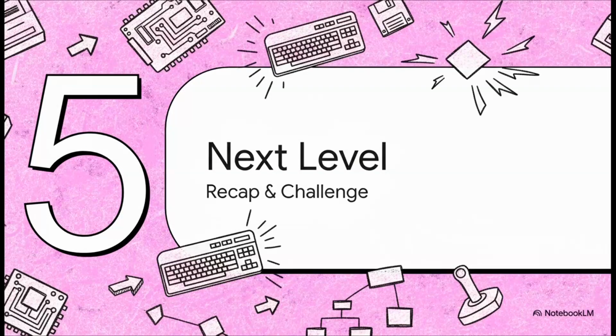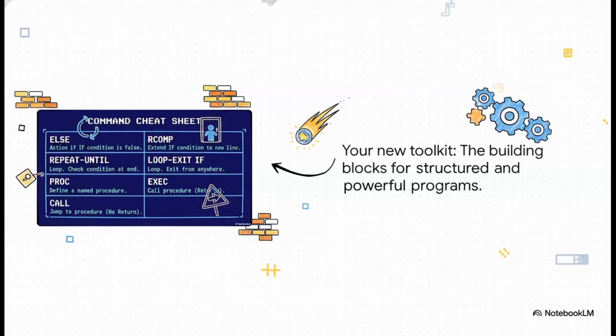You've made it. You now have the fundamental tools for writing clean, powerful, and efficient code on the Commodore 64. So let's do a quick flyby recap just to lock it all in. Here's your cheat sheet. ELSE gives your IF statement a plan B. RCOMP smashes right through that 80-character wall. REPEAT UNTIL checks the condition at the end. LOOP EXIT IF gives you an escape hatch anywhere you need it.